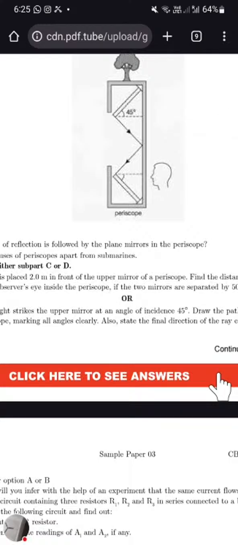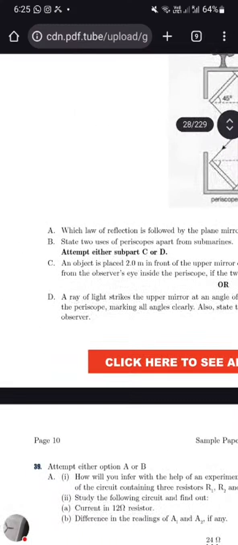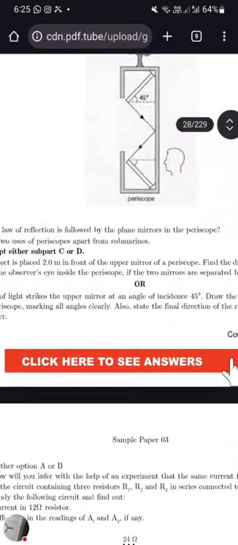Which law of reflection? Angle of incidence is equal to angle of reflection. Okay, so here 45 is there, so the angle of reflection will be 45. Which law is used? State two uses of a periscope apart from the submarine.